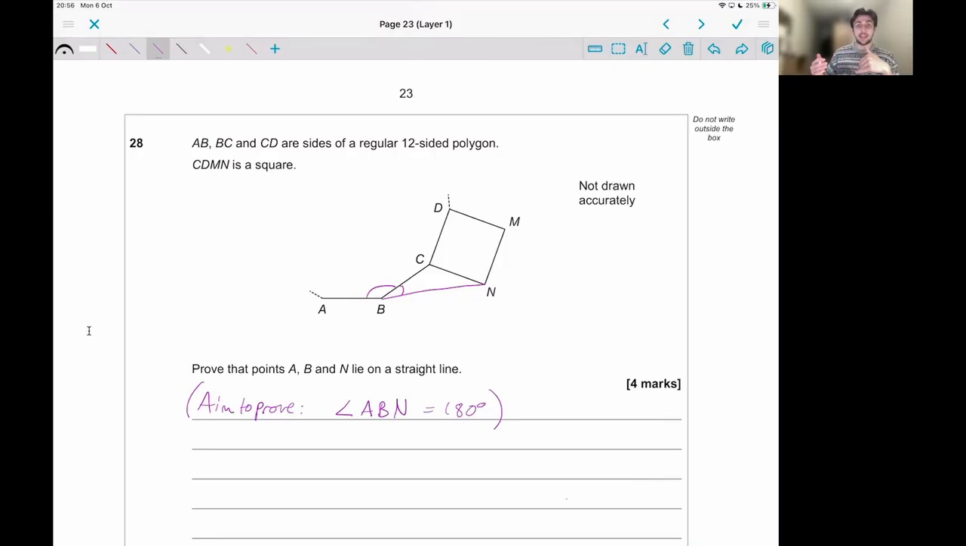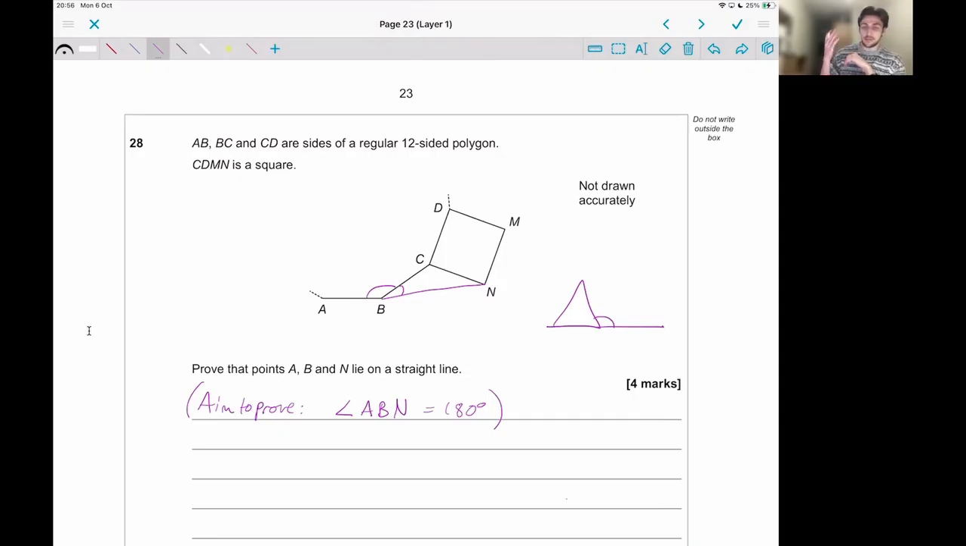Well, let's first talk about interior or exterior angles on a regular polygon. So an exterior angle is where you take an angle, you take a side, and you extend the side. So you make that into a straight line, and it's the angle on the outside, on the exterior of the shape. That's your exterior angle.